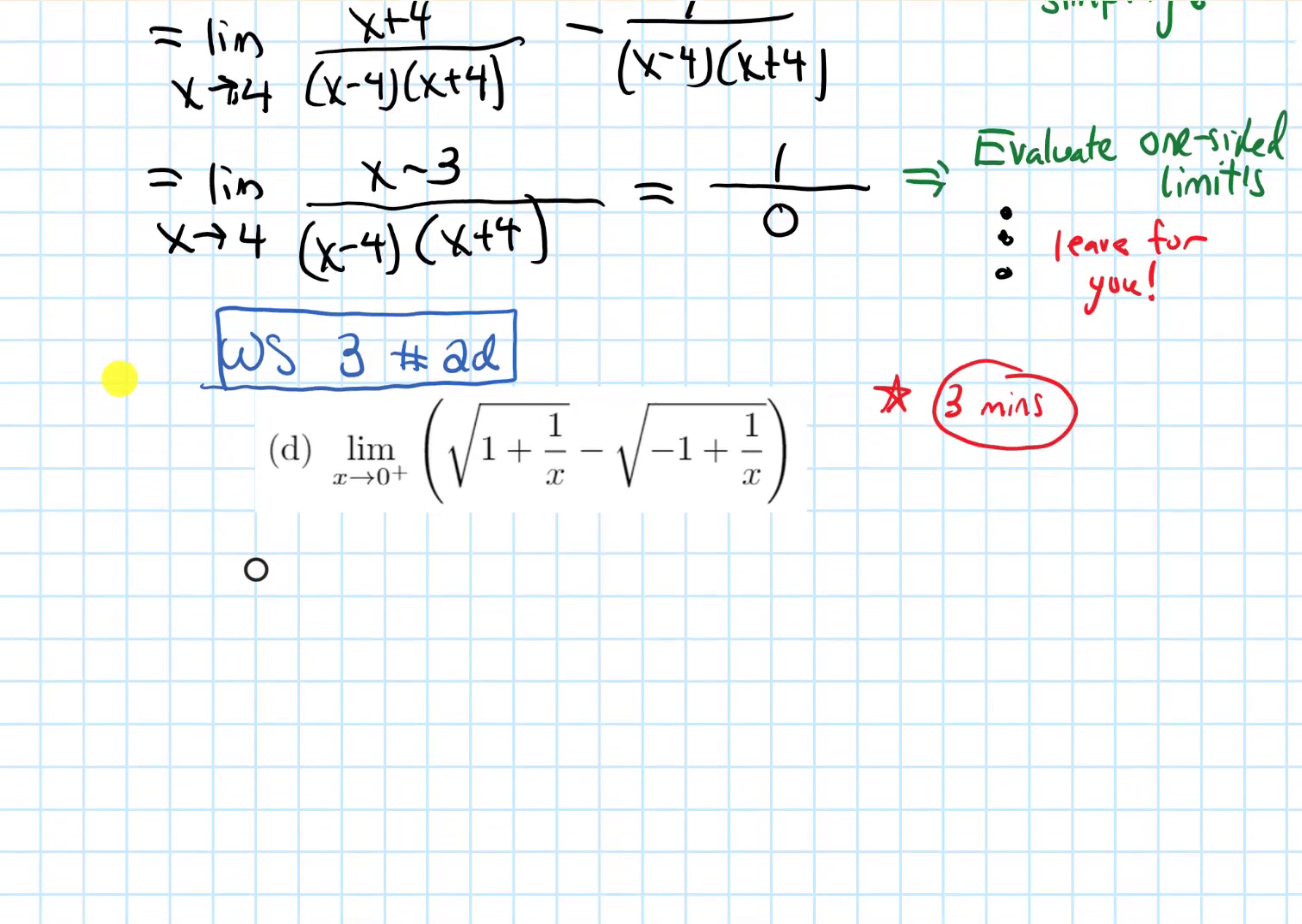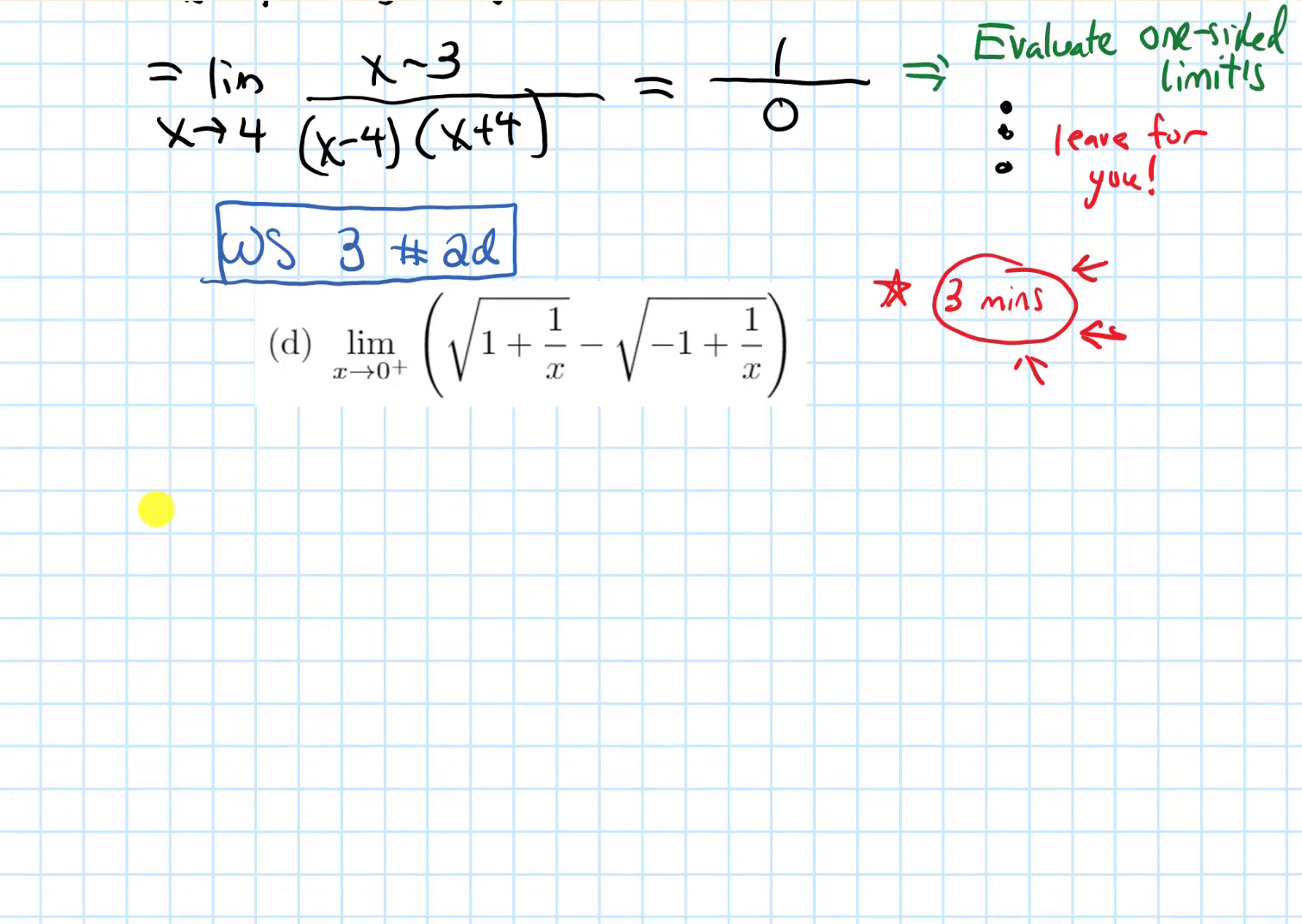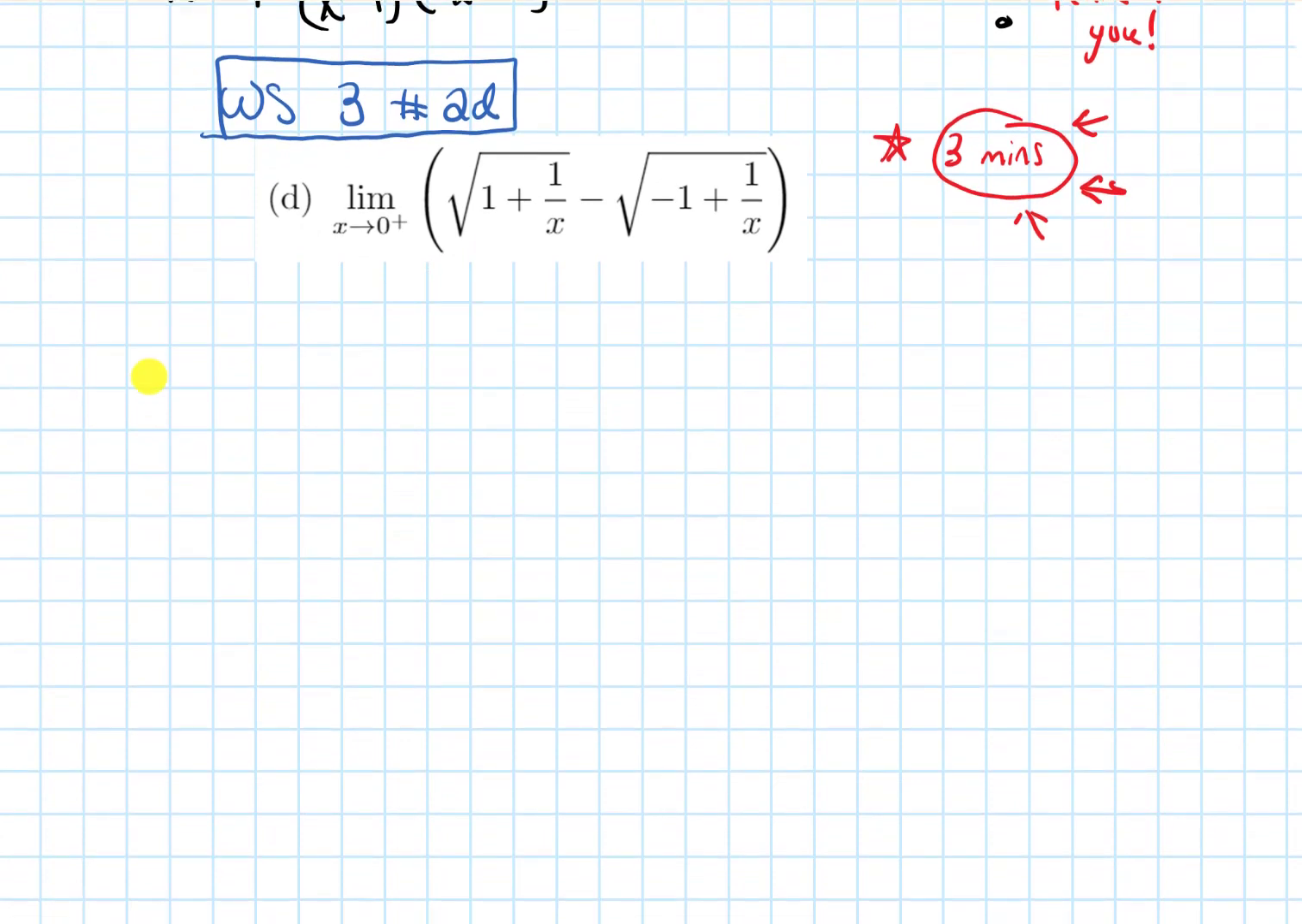So this is going to be from worksheet 3, actually, the next worksheet, problem number 2, part D. I want to begin by giving you 3 minutes to try this. 4, 3, 2, 1. Pause it and try this one for 3 minutes. Okay. Hopefully you've done that. Hopefully you paused it and really tried this for 3 minutes. All right, let's talk about it together.